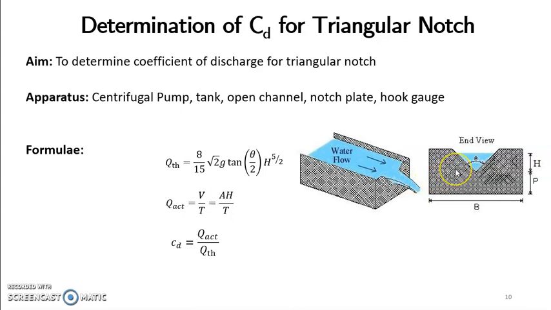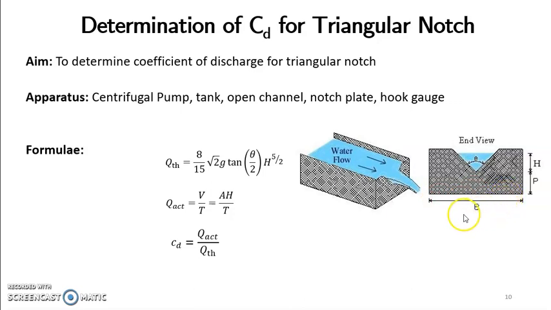And here we have the end view where we can clearly observe the V shape notch, and this angle theta is known as angle of notch, and B is nothing but width of the channel, and H is known as head over the notch, and the bottommost part of this V notch is known as a crest, and P is nothing but difference between crest and bottommost channel.